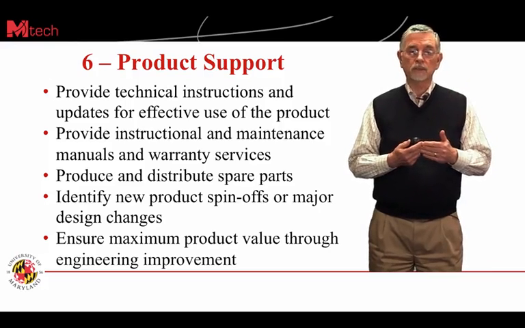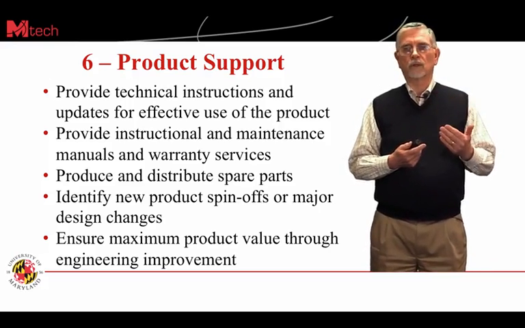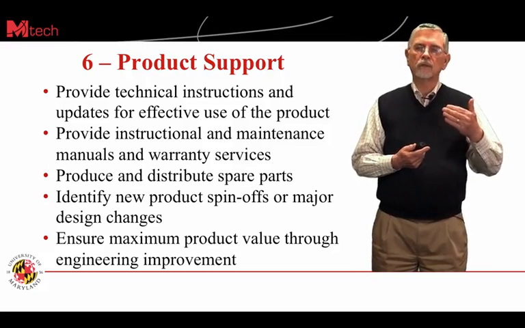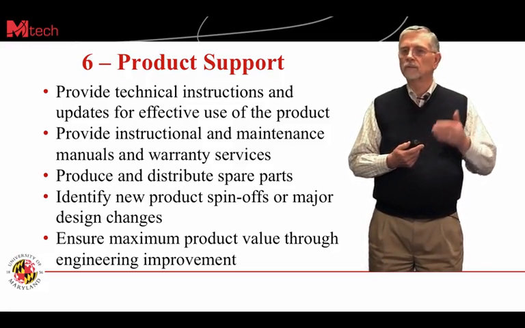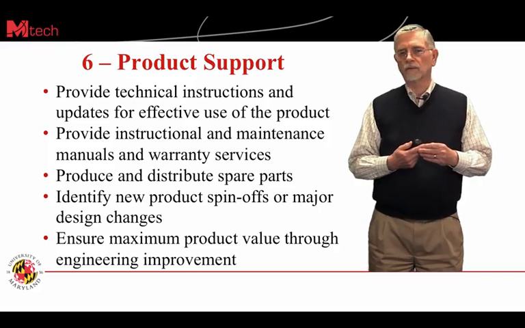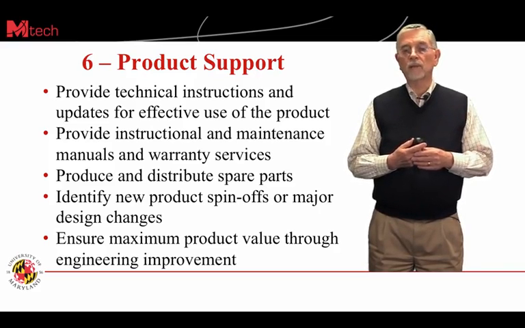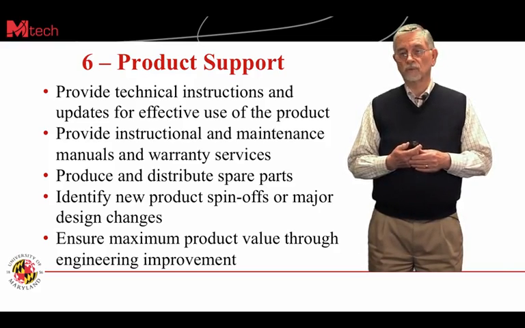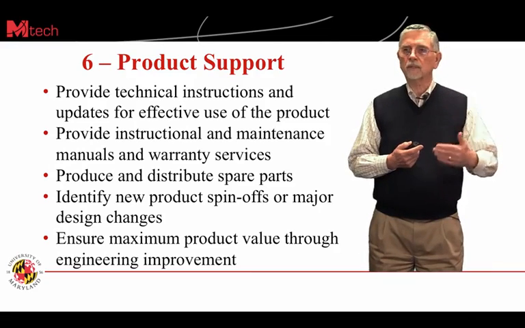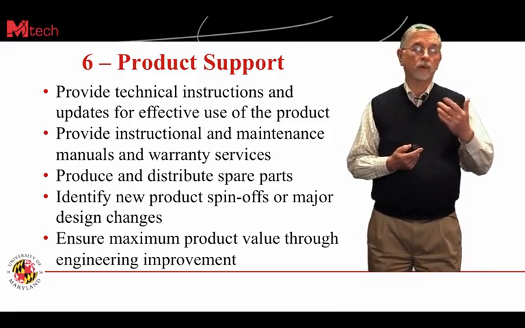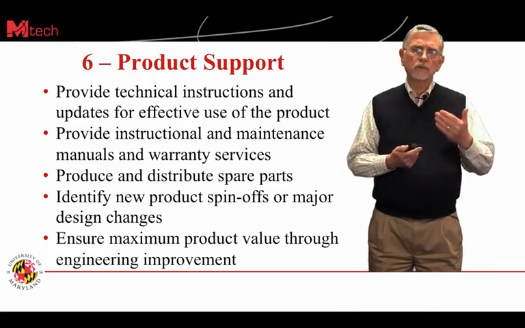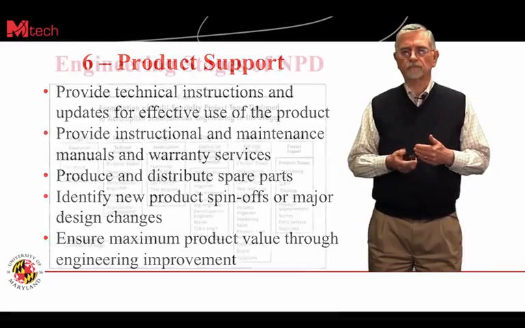You want to identify also a slightly different stage. Part of this stage is that you want to identify potential new product spin-offs. Maybe you've gotten information from users in the marketplace about modifications to the product or new products that might be derivatives to the product that you already have. And you also want to ensure maximum product value through engineering improvement. And so you want to constantly look for ways that you can improve, go from version 1.0 to 2.0 to 3.0 or 3.1, and continue to make improvements in the product.